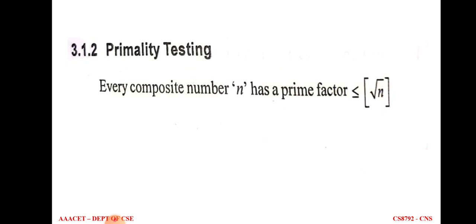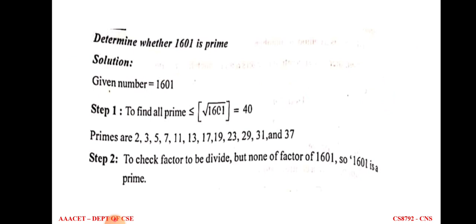In the second case, every number has a prime factor less than or equal to the root of n. Here the root of n value is 40. So we write all the prime factors which are less than or equal to 40: 2, 3, 5, 7, 11, 13, 17, 19, 23, 29, 31 and 37.